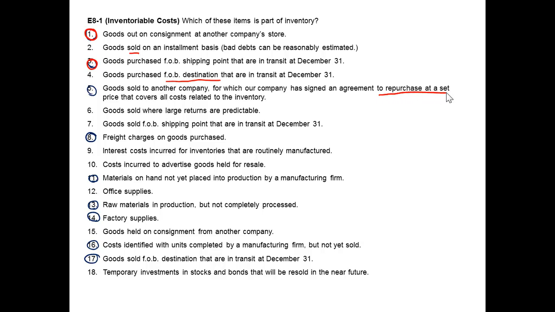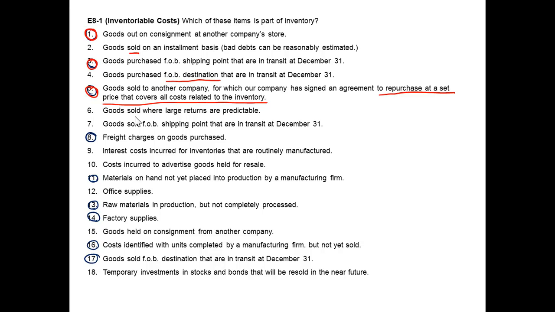to repurchase at a set price that covers all costs related to the inventory. This is called a repurchase agreement, and it basically means that we haven't really sold the inventory and it's still ours until such time as that other company sells it. So yes, 5 is part of our inventory.